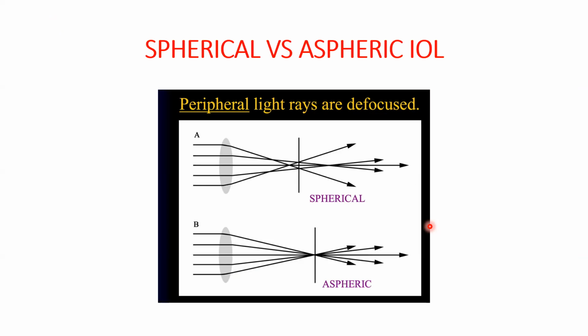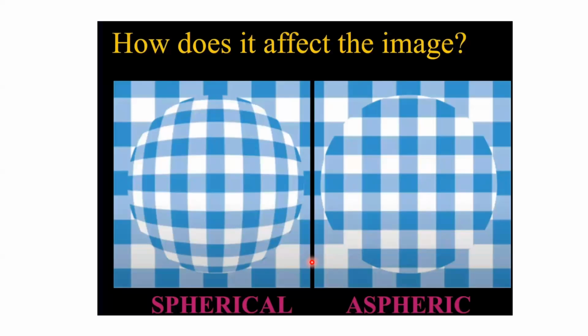So I'll be discussing how this is going to affect our decision making in using spherical versus aspheric IOLs. In spherical IOLs, the peripheral light rays are defocused. So rays from the periphery are going to be focused at points which are different from the points of the central rays. Whereas in aspheric lenses, because of the graded curvature of the lens, we are going to find that the rays from the periphery and the rays from the center all converge onto the same point. So how does that affect the image?